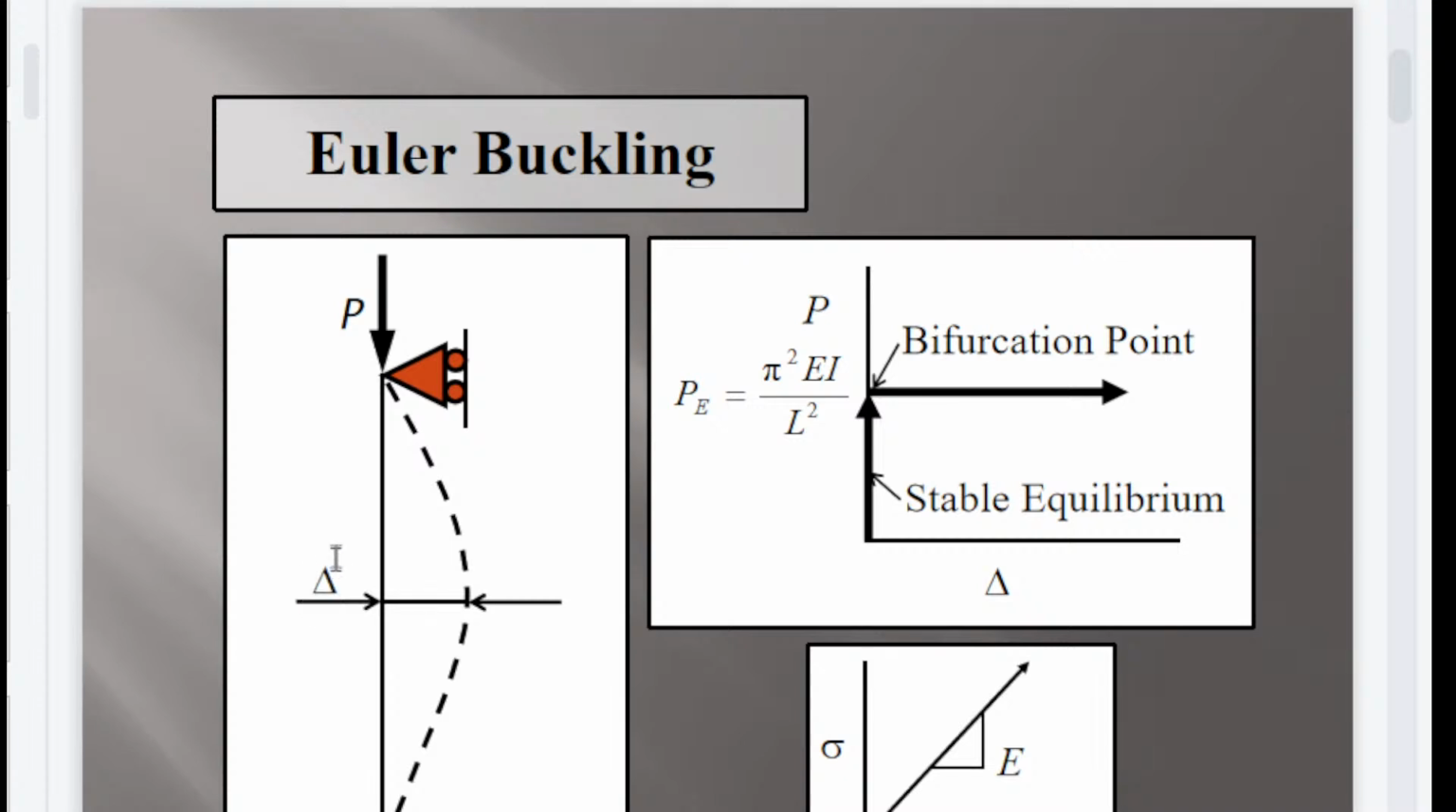So we have the delta, capital delta here. And then we have the Euler force equal to pi. This is pi, not phi. So this is the mathematical constant, the popular value of 3.1416. So this is pi squared. So Euler force is equal to pi squared EI over L squared. Okay. So we have the stable equilibrium, then afterwards the bifurcation point, then it goes horizontal. Again, this is the stress strain curve showing the value of the modulus of elasticity, which must be used here.